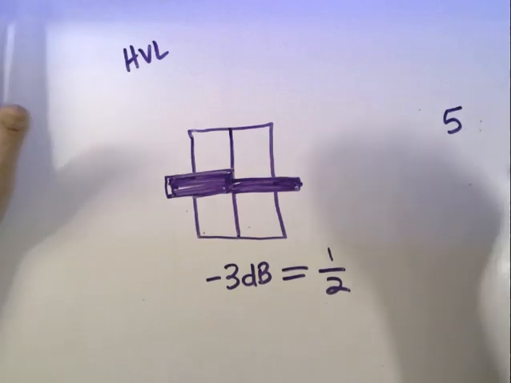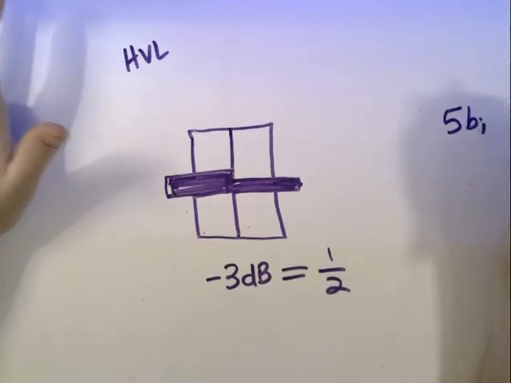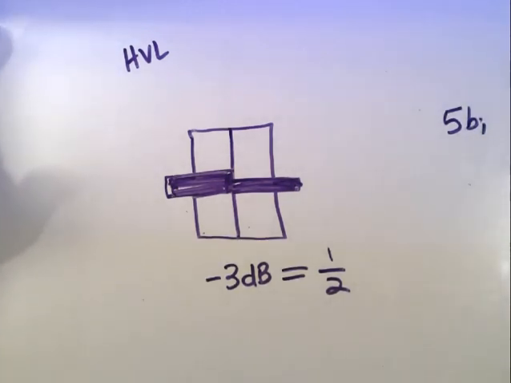All right, and then question 5b, which also has a subpart 1, says, why do we need to know the half value layer thickness and how is it applicable? To be honest, I wouldn't spend a ton of time on HVL. You might have a question on it, if even that, on your boards.